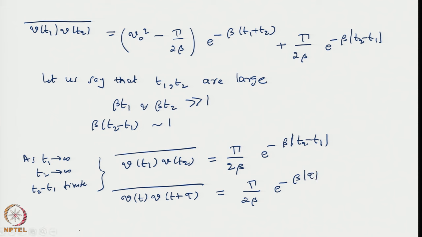If tau is always positive, then we do not need the mod. But because of the mod, it implies that the velocity you measure at time T plus tau, correlated with the velocity at time T, decays as e to the power minus beta into tau, whether tau is positive or negative. That is, the prior or later correlations necessarily have the same functional form; both of them decay exponentially, but with the mod argument.